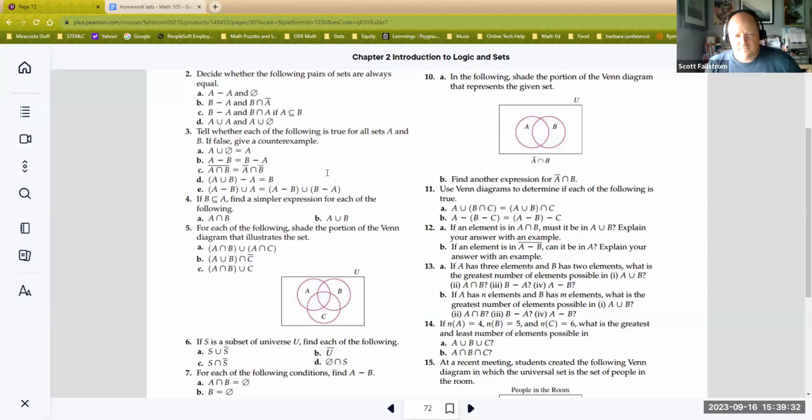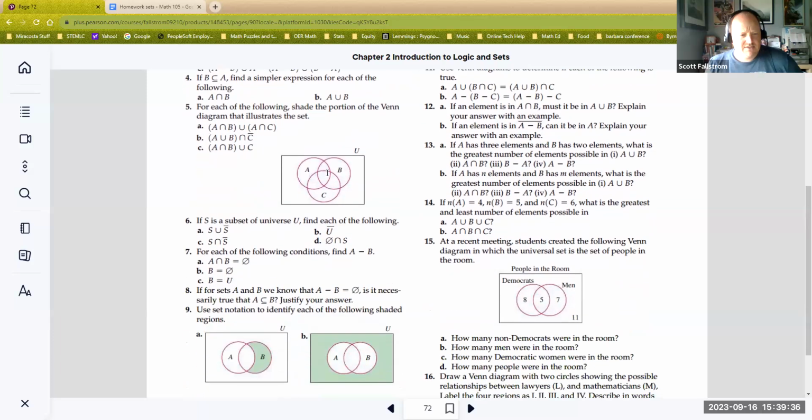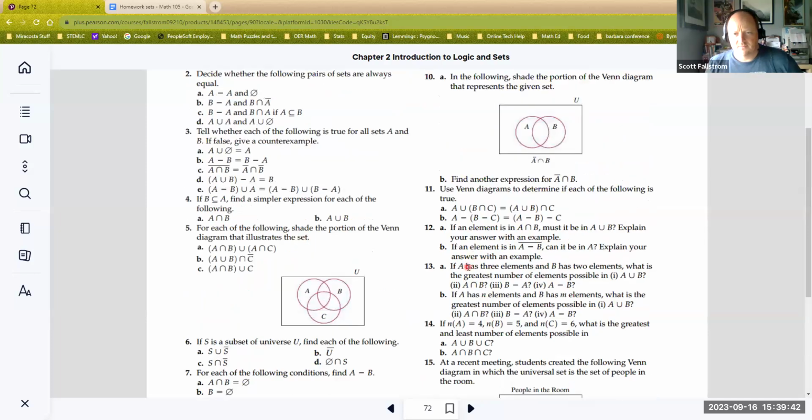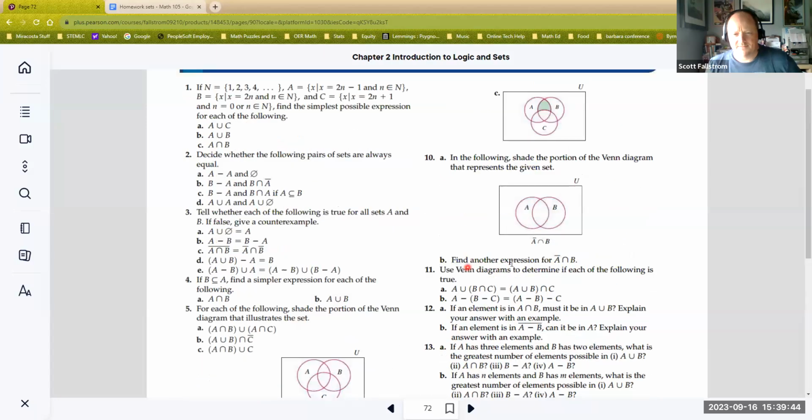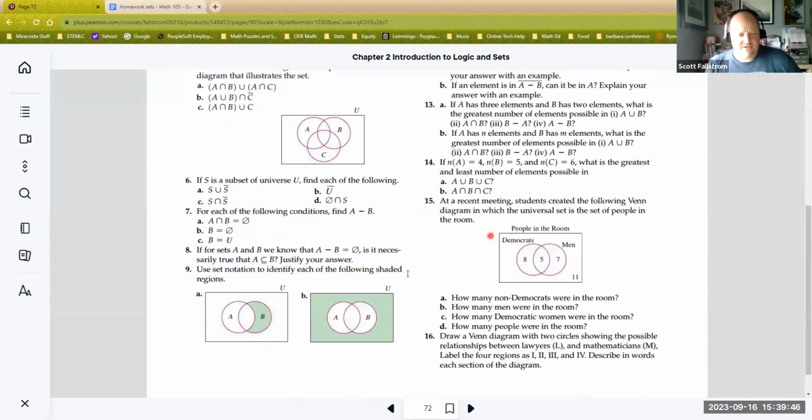I went through a few of these in a separate video. Let's see which ones I think will probably be the biggest struggle. Shading tends to be an issue, so maybe we'll look at a few of the shading ones. The create your own Venn, if it's already done for you, I think that should be okay, but we'll have to take a look and see. We'll do one where we maybe build our own.